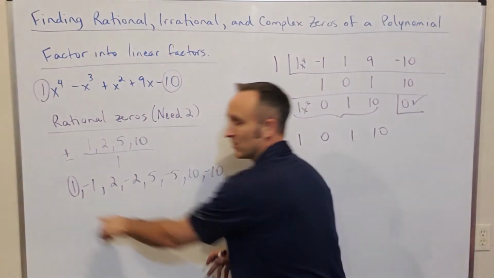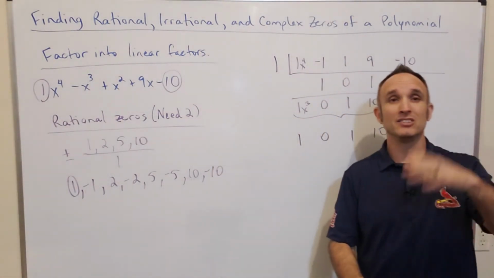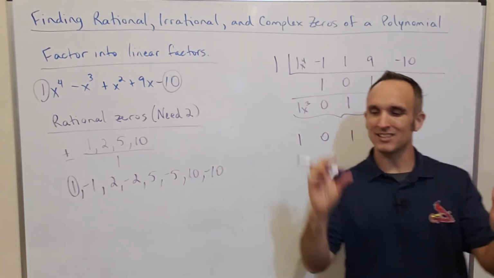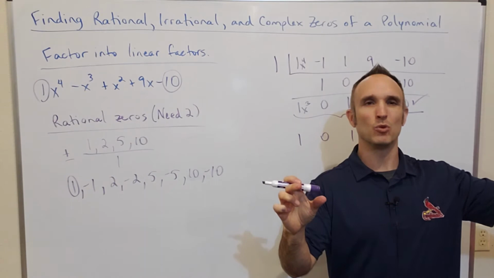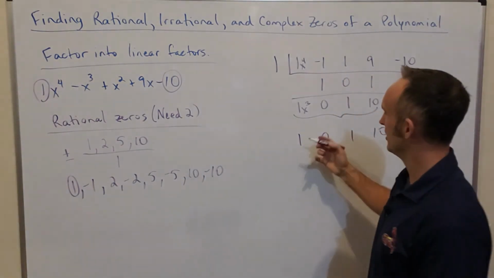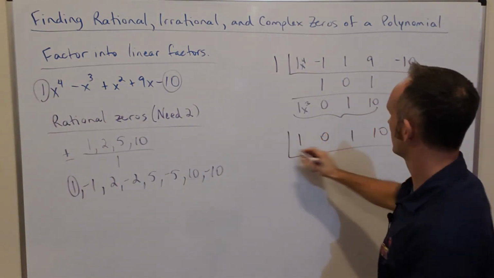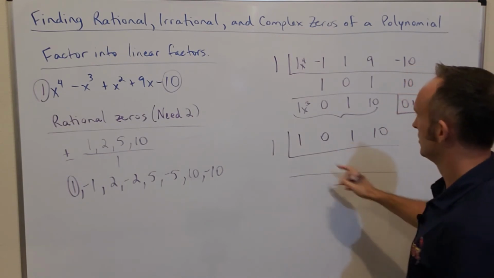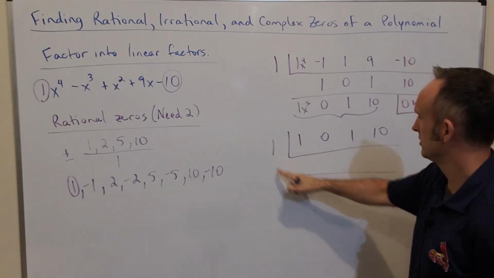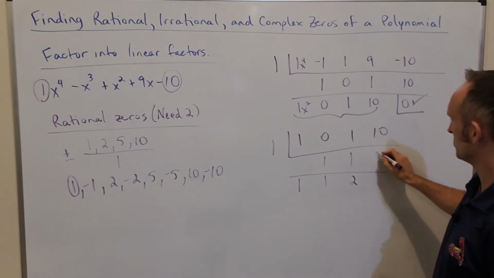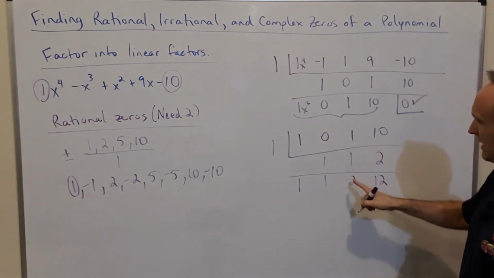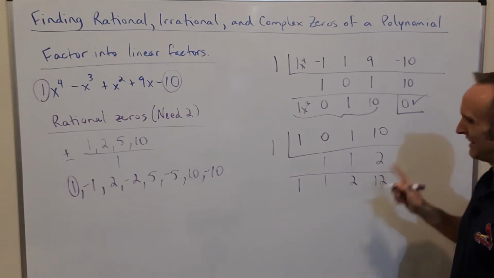1 worked. You want to try it again because it could work again. You'd hate to not try it again and go through all those others and none of them work. So make sure to try 1 again. So again, drop your 1, multiply and add, multiply and add, multiply and add. That didn't work. So 1 did not work again.